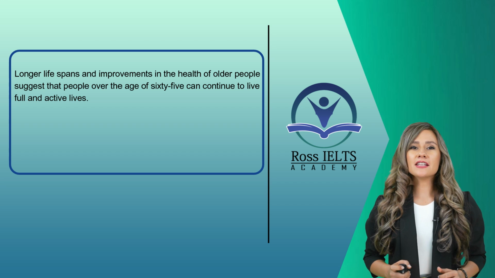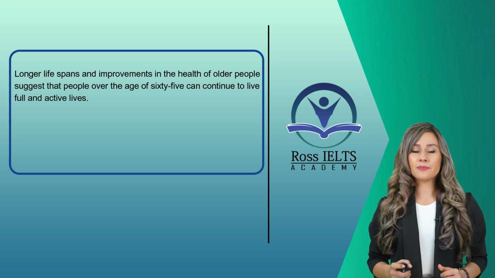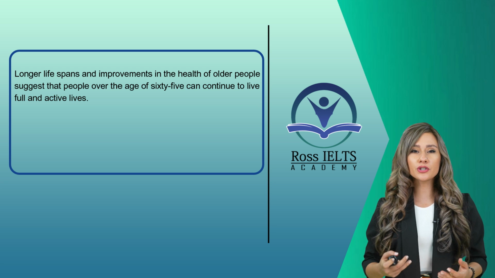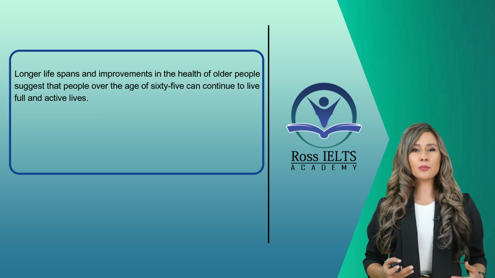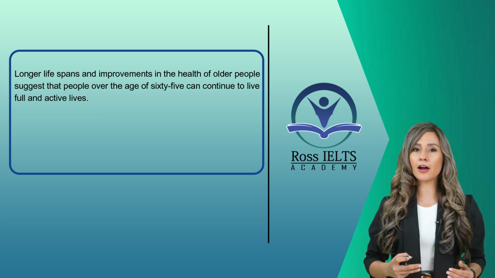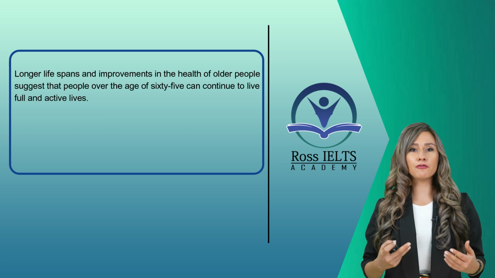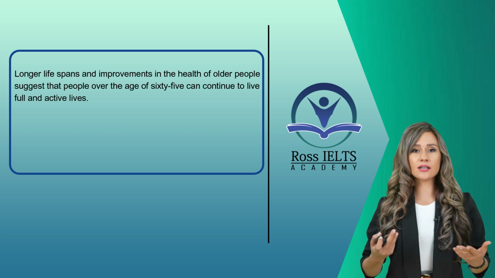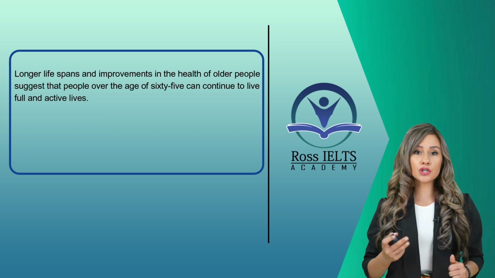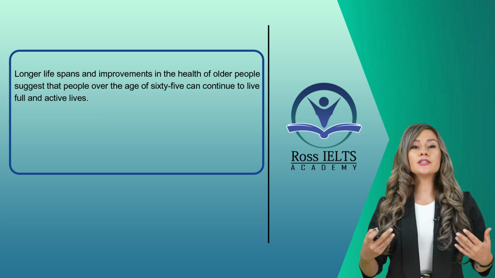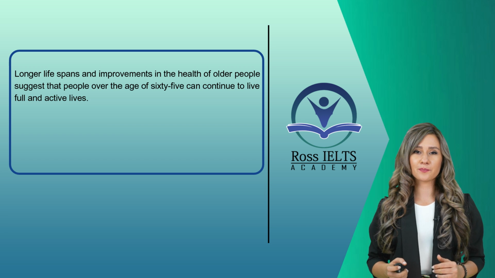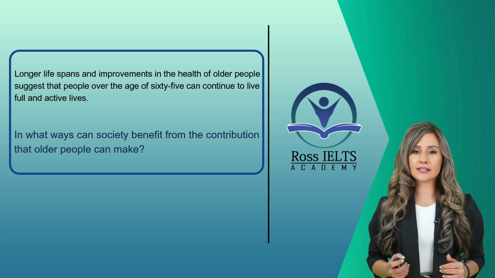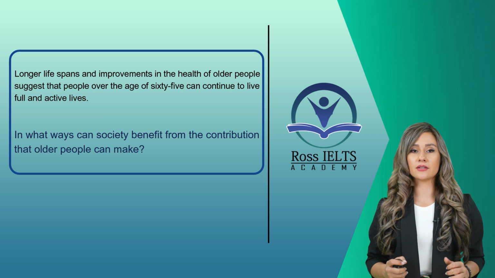So here we have this question statement. It says, longer lifespans and improvements in the health of older people suggest that people over the age of 65 can continue to live full and active lives. As you see, this is the question statement, and what we should do is to read it carefully and highlight the keywords.